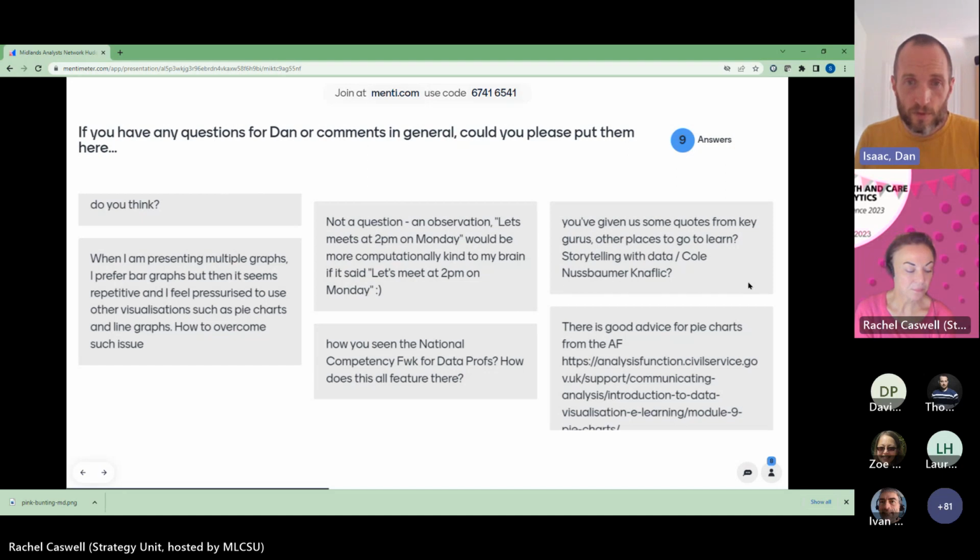Have you seen the National Competency Frameworks for Data Professionals? How does this all feature? I have not seen the National Competency Framework, so I'll pass on that question.